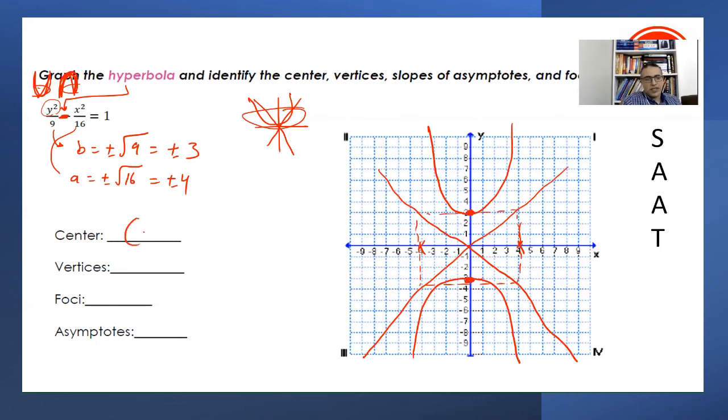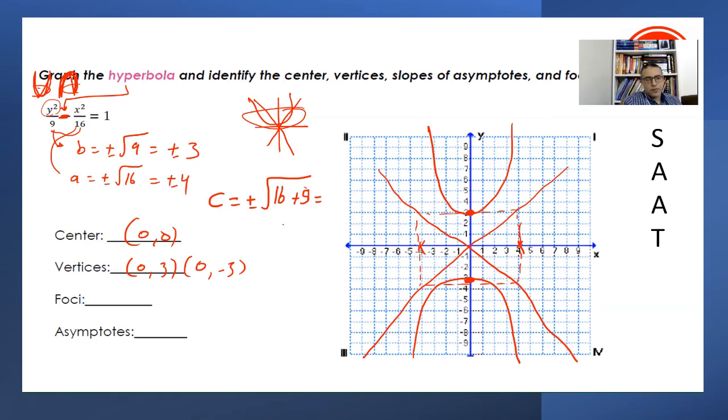So the center is 0 and 0. Vertices are 0 and 3, 0 and negative 3. Why? Because I start with the y-axis. Now let's go to the foci. In case of the ellipse, we were saying that c is equal to positive and negative root of the difference between these two numbers. But in case of a hyperbola, it's the sum of these two numbers.